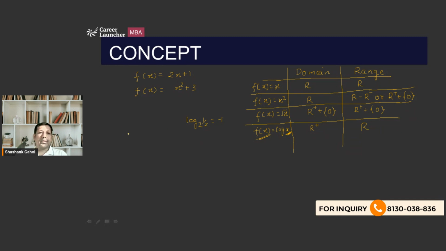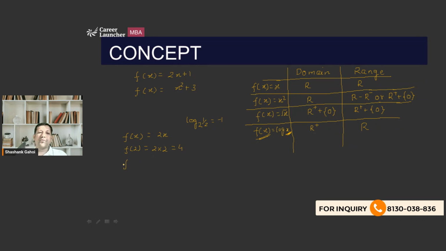Okay. Now let's say f(x) is equal to 2x. What is the value of f(2)? I can simply plug in x equal to 2. So it is going to be 2 into 2, or 4. What is the value of f(3)? That is 2 into 3. Right. We can easily calculate.